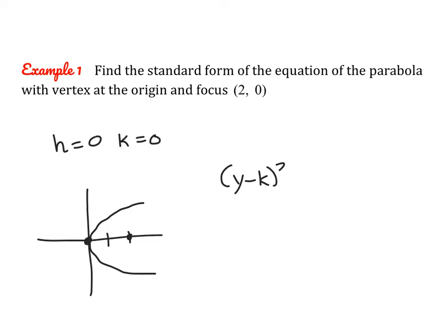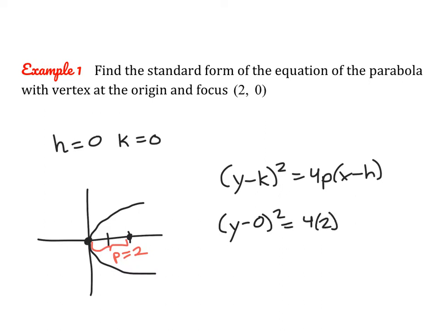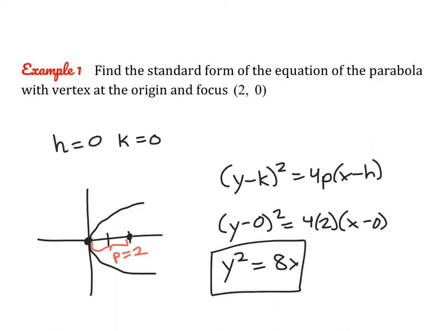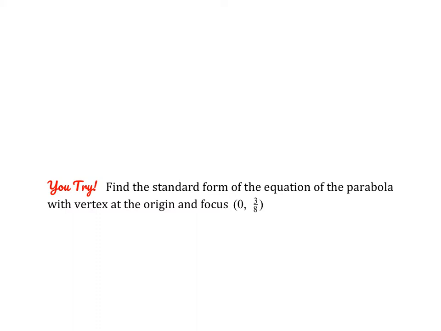So we can find that standard form for that, and remember that's the y minus k squared equals 4p times x minus h. So we already know h and k, but we still need to find this p value. But if you remember, p is just the distance from your vertex to your focus. So we know that p equals 2, and we can just plug that in. So we have y minus 0 squared equals 4 times 2 times x minus 0. So we just have y squared equals 8x, and that's our equation. All right, go ahead and pause the video and give this one a try.